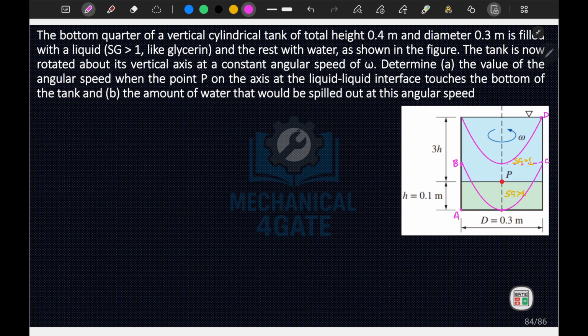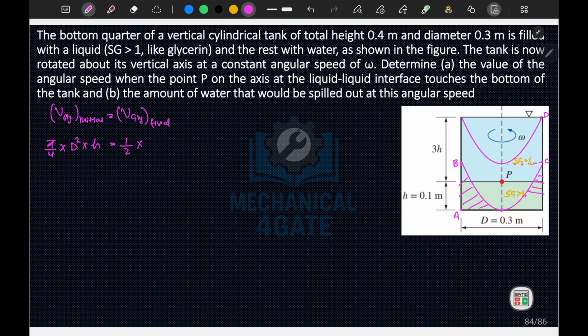Okay, now what I can say is that during spillage, the volume of glycerin initial is equal to the volume of glycerin final. The initial volume is equal to pi by 4 times d square times h, is equal to half times, now this volume equal to this volume.